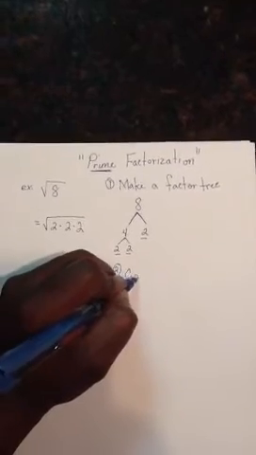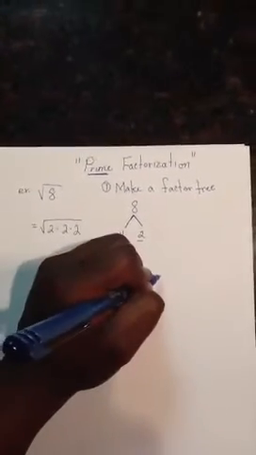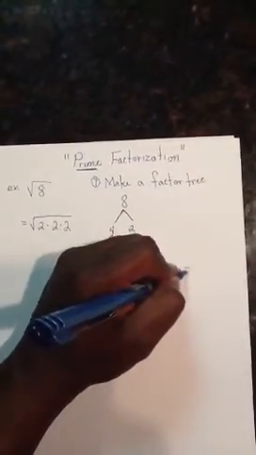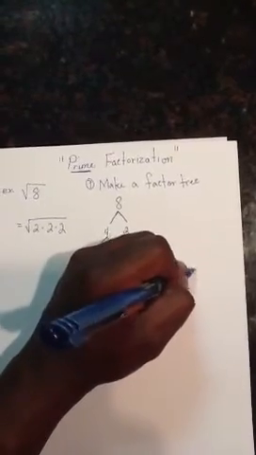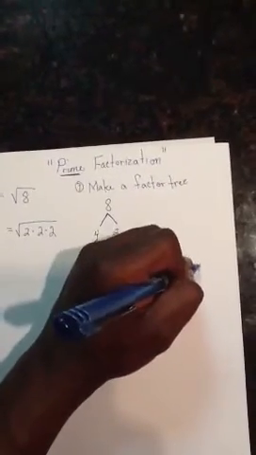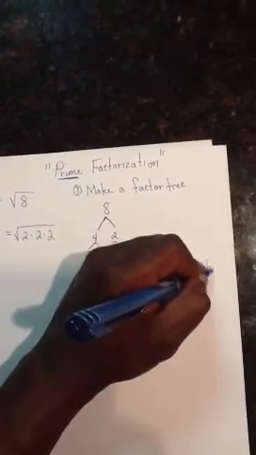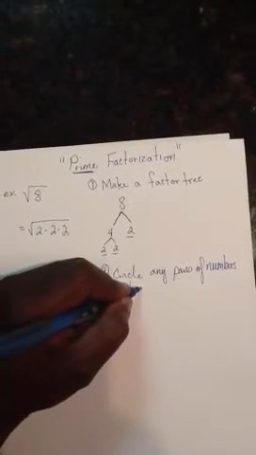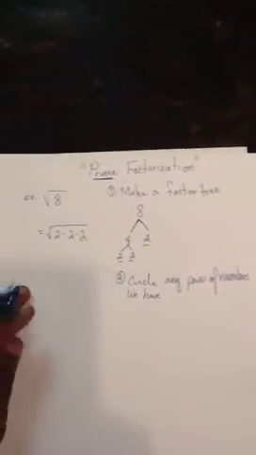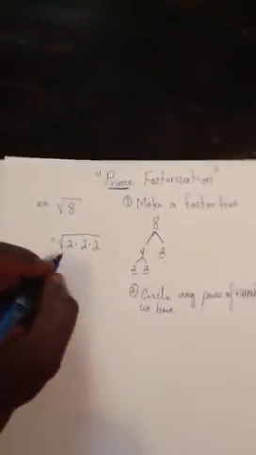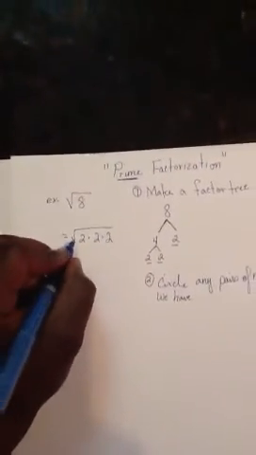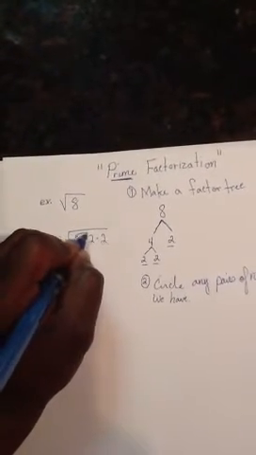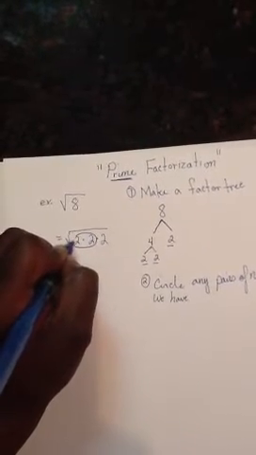Alright, the next step is to circle any pairs we have. Any pairs of what? Numbers we have. Okay. So let's look back at our square root. We have 1, 2, 3 twos, so we have a pair of twos with 1 hanging over.